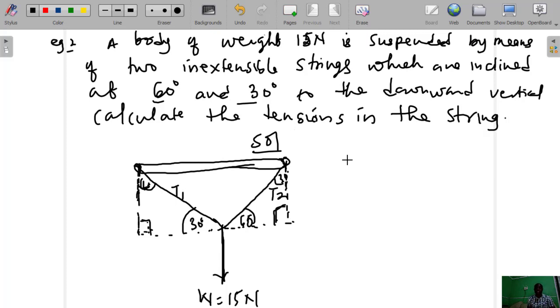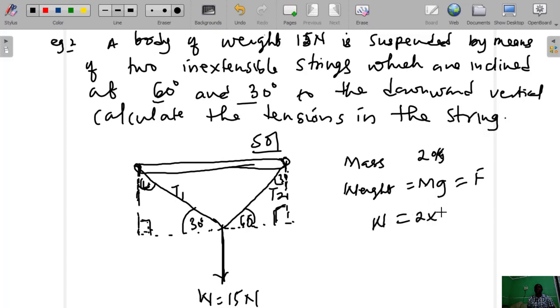But note that in the question, when they give you mass, to find weight, weight is equal to mass times gravity, because weight is a force. So when they give you a mass of 2 kilograms or so, the weight will be 2 times 10, which is 20 Newton. So we have to take note. So let's draw it and solve the question.